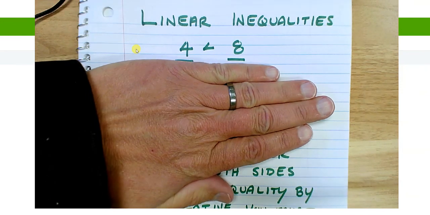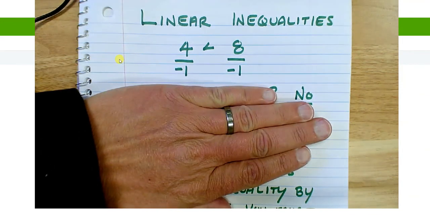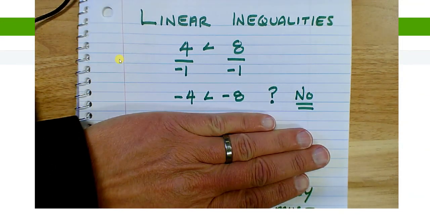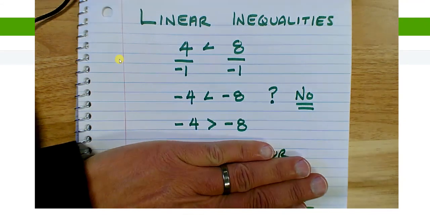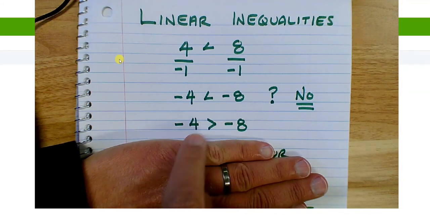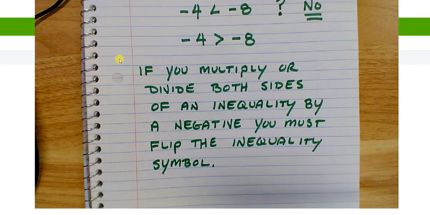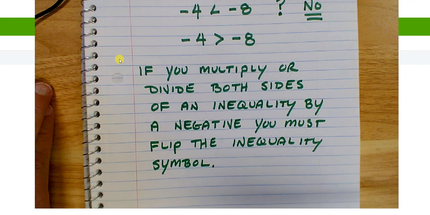If I have 4 is less than 8 and I divide both sides by -1, I get -4 is less than -8. Well, that doesn't make any sense because -4 is not less than -8. I have to flip the inequality symbol. See the flip that just occurred. -4 is greater than -8. So when I multiply or divide both sides of an inequality by a negative, I must flip the inequality symbol.